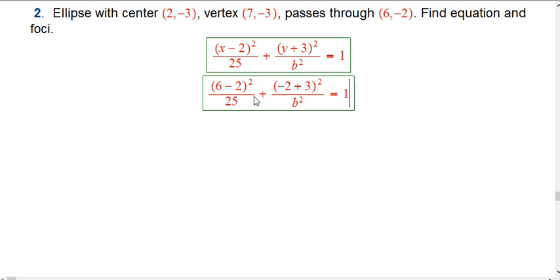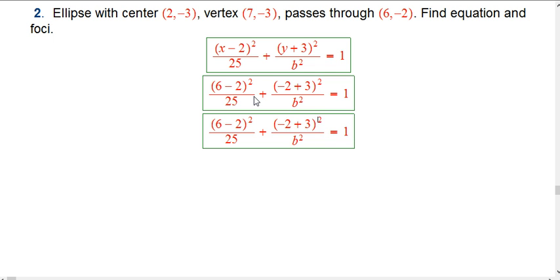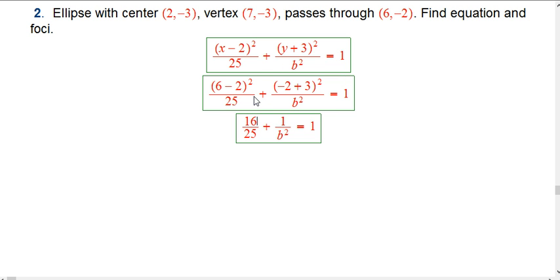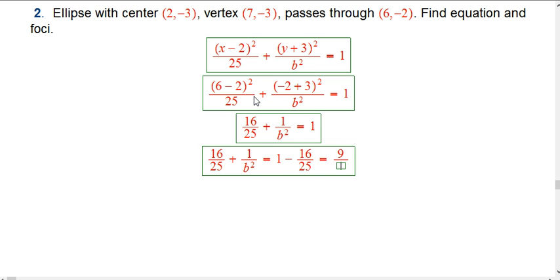Let me copy and paste that again. That's just going to be 1 here. And that's going to be 16. 4 squared is 16. And so 1 over b squared is 1 minus 16 over 25. We can do that. That's kind of nice. It's 9 over 25. Happens to be a perfect square. No necessary reason it has to be nice like that. I just picked it to be nice.